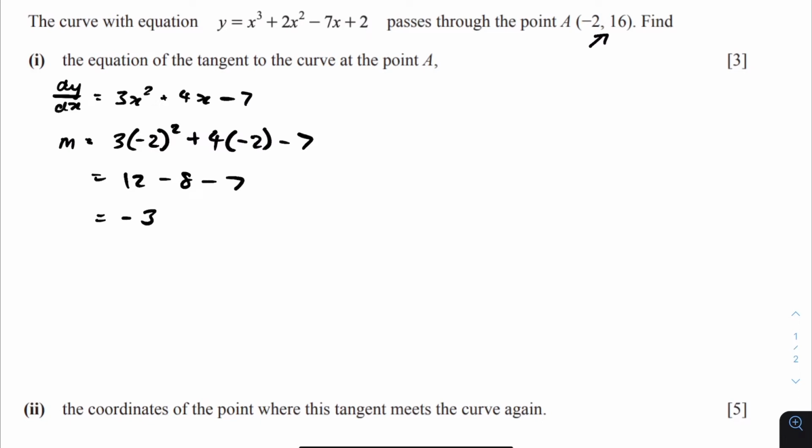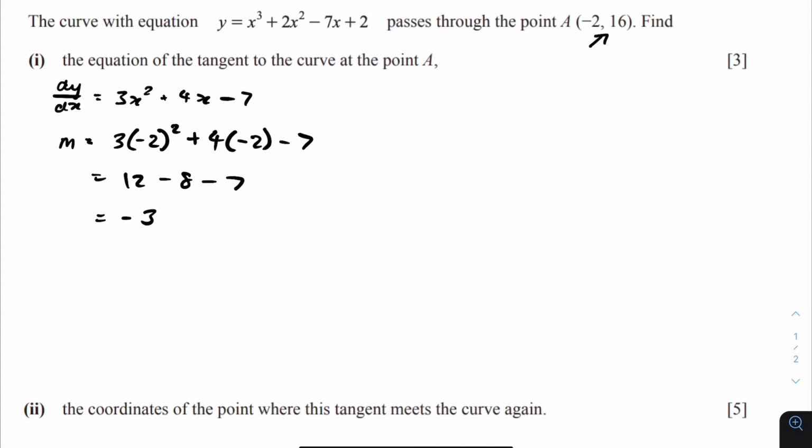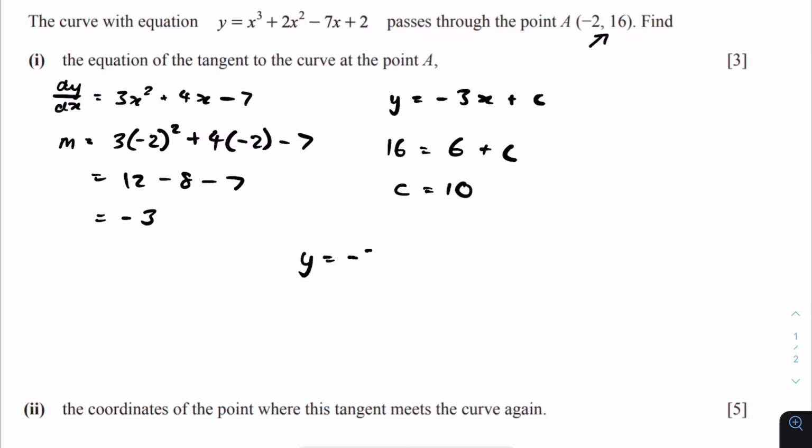Now we just use substitution to find the y-intercept value. So y is equal to negative 3x plus c, we know. Substituting in, 16 is equal to negative 3 times negative 2, which is just 6, plus c. So c has to be 10. So the equation of our tangent is y is equal to negative 3x plus 10.